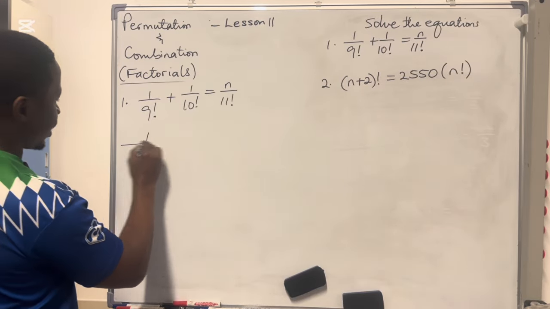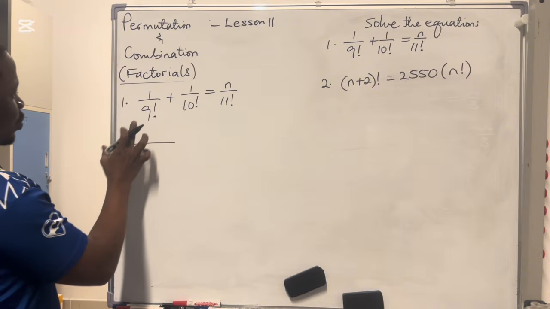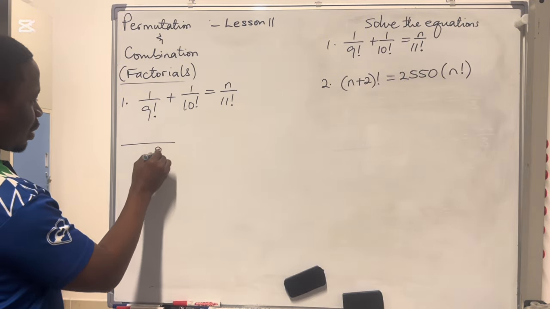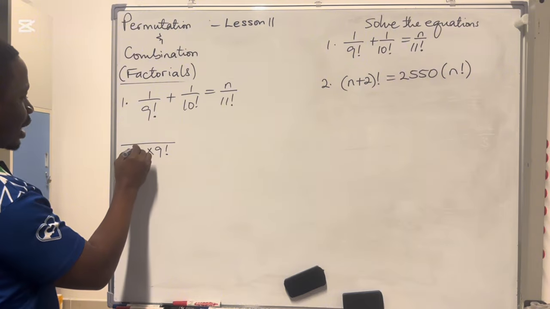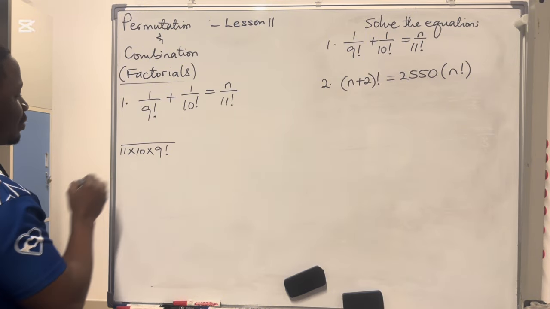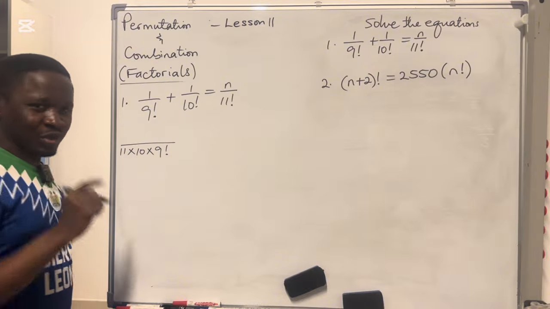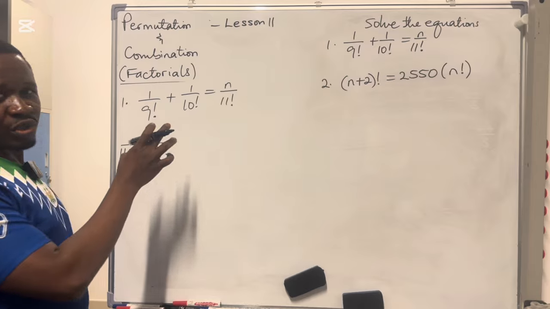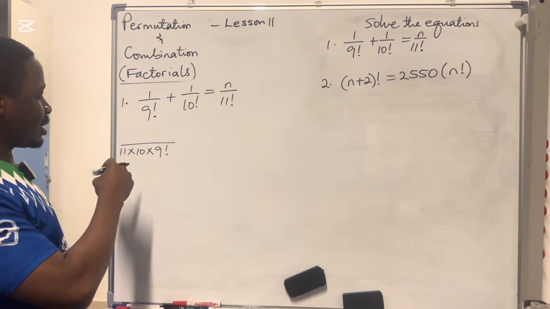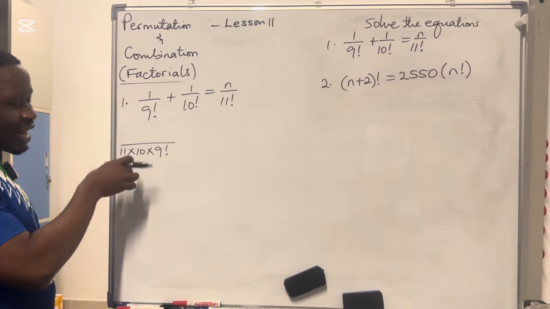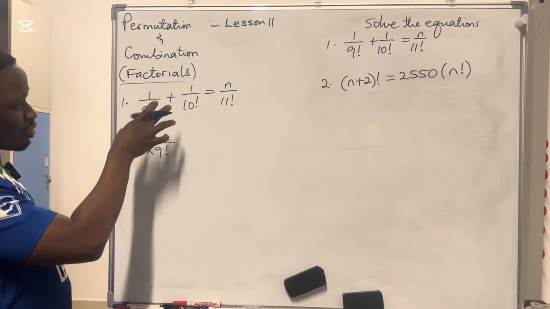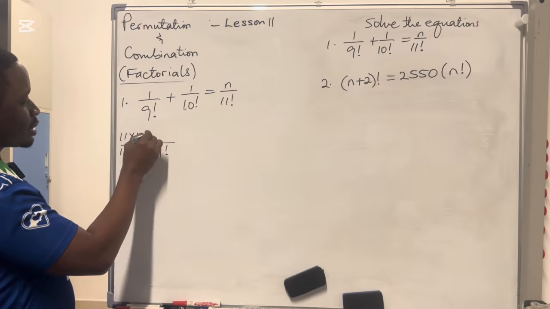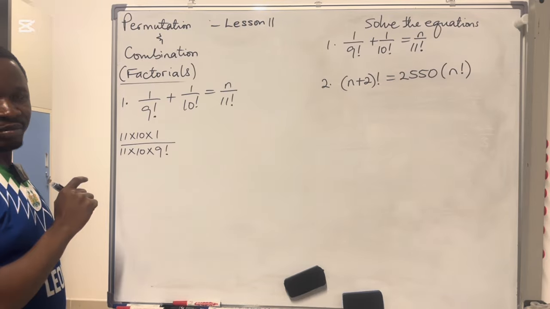So say 1 over 9 factorial. We need this one to become 11 factorial. So we say this is our 9 factorial, so just say times 10 times 11. But you and I know that 11 and 10 were not part of the equation. You and I decided that. So the fact that we brought 11 and 10, which were not part of the equation, we need to write them again at the top. So you say 11 times 10 times the one that we met there.